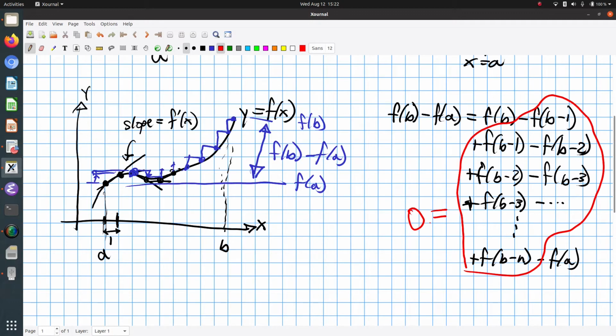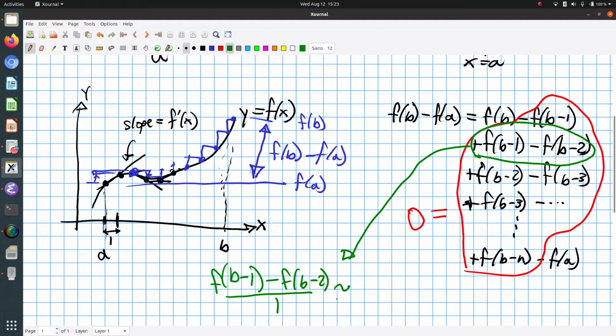In essence, what I've done is I've just kept track of each one of these little pieces, how much I go at each step. Now, why did I do this? Well, if you look at it, each one of these has changed in the x coordinate, what I'm putting into the f, by one step each time. So if I take one of these guys and take a look at it, this is really like f of b minus 1 minus f of b minus 2 over 1. That's approximately 1 times f prime at b minus 2, or at b minus 1, roughly speaking.